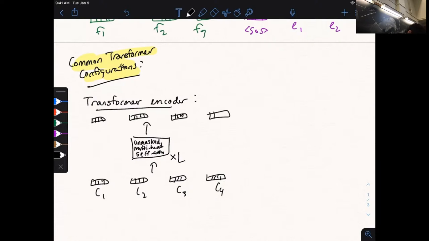And then finally we get these tokens at the output. Note that these are the final layer token level representations, and as we'll see later in this class, these representations can be useful for a variety of different NLP tasks like sentiment classification or question answering.